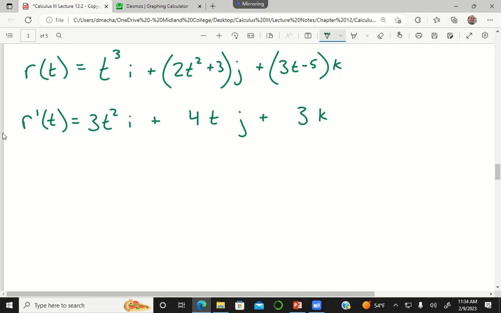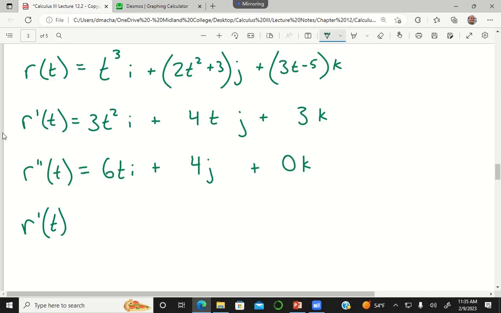Okay. The next thing I want to find is what is r double prime of t? What should my i component be? 6t. What should my j component be? 4? What is my k component? Yeah, 0. Let's find now r prime of t dot r double prime of t.